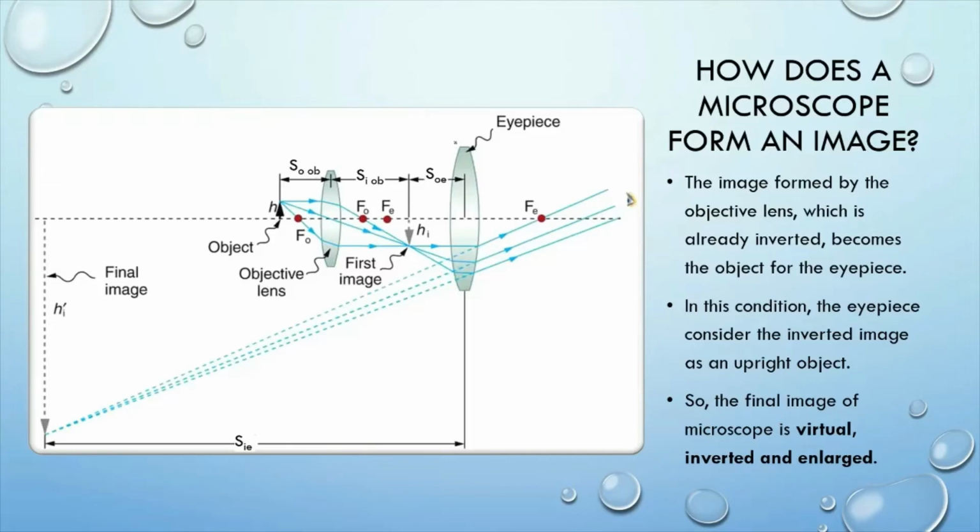Since based on the eyepiece, this is the object, and the eyepiece sees this as an upright object. So, according to the eyepiece, this is also upright. But if we compare the final image to the initial object, it is inverted.